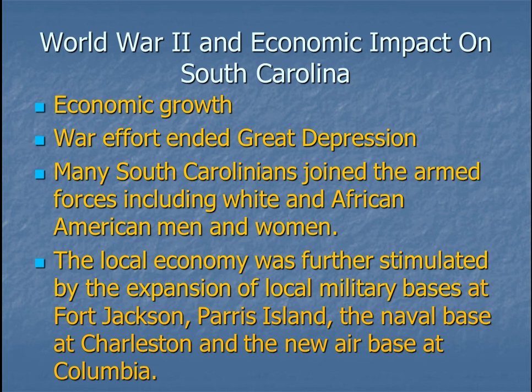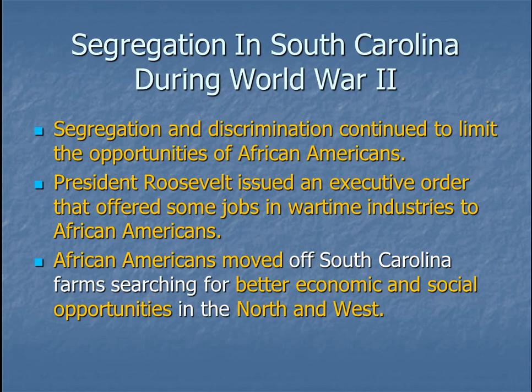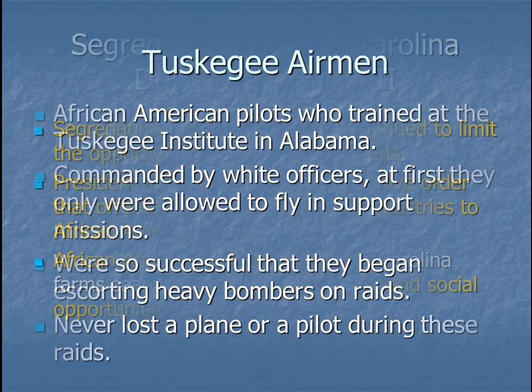Many South Carolinians joined the armed forces, including white and African American men and women. The local economy was further stimulated by the expansion of military bases, Fort Jackson, Parris Island, Naval Base in Charleston. Segregation would still exist amongst the military troops. President Roosevelt issued an executive order that offered some jobs in wartime industries to African Americans. A lot of African Americans would continue to move out of South Carolina for better economic and social opportunities in the North and in the West.